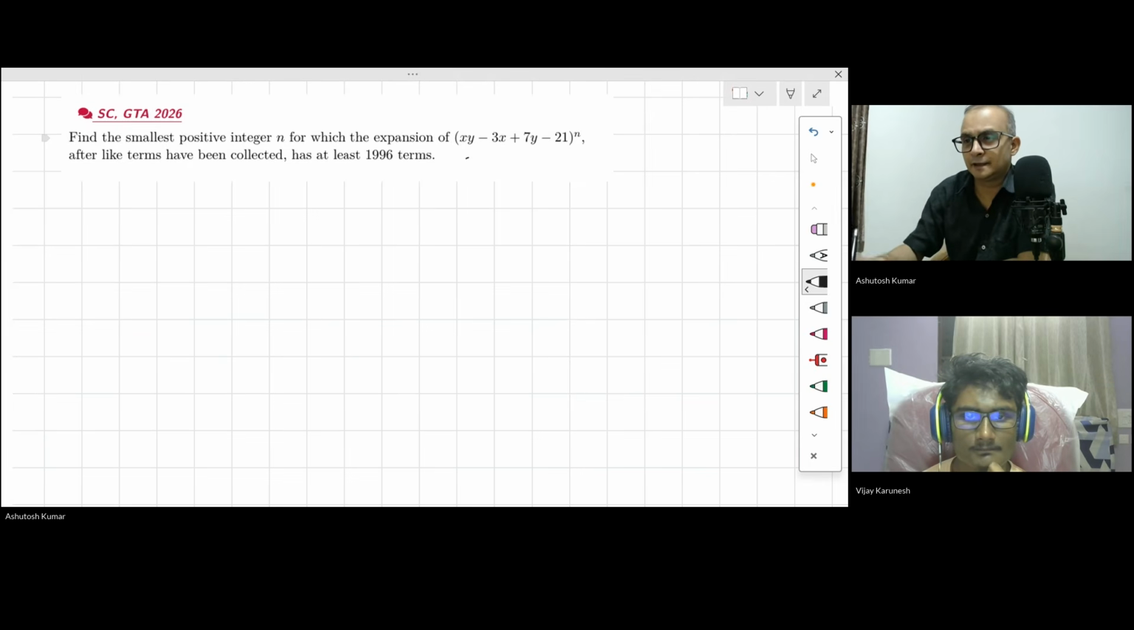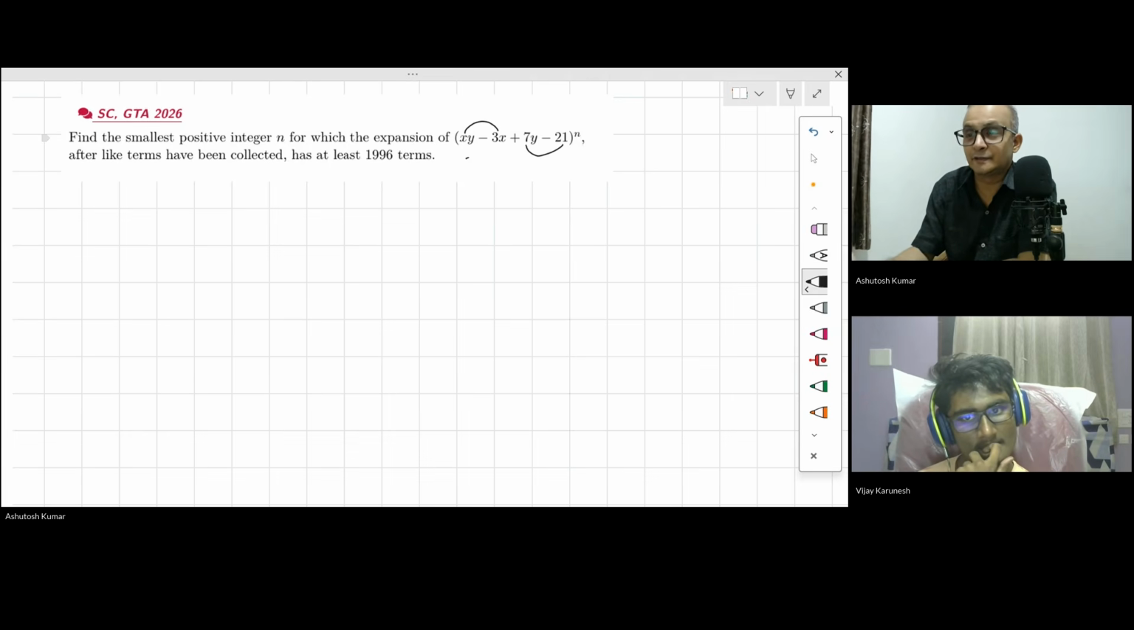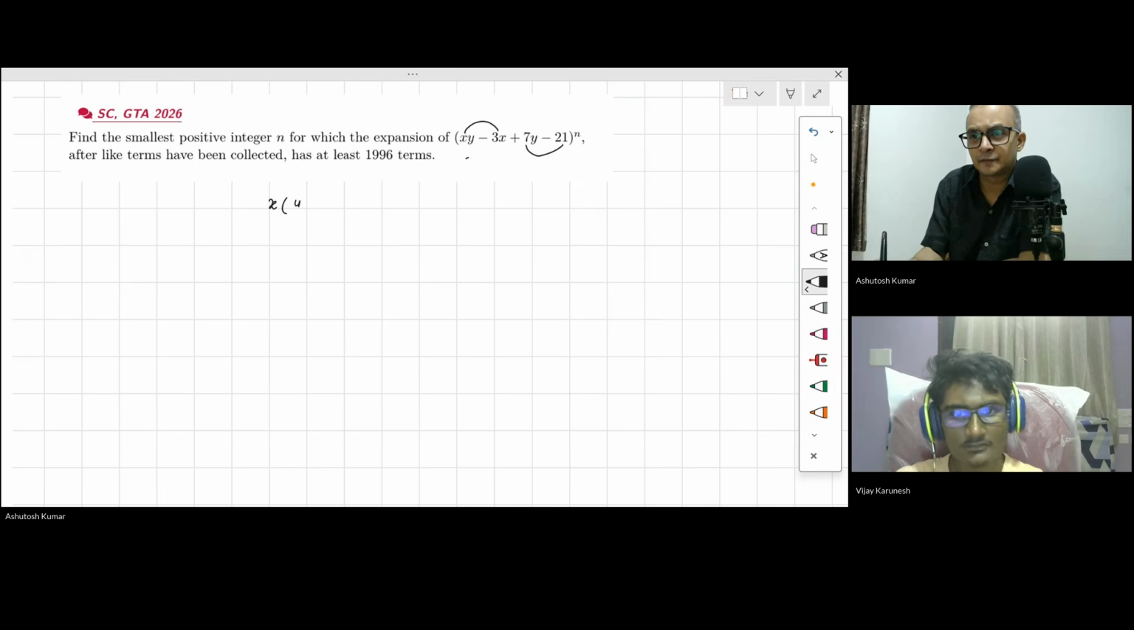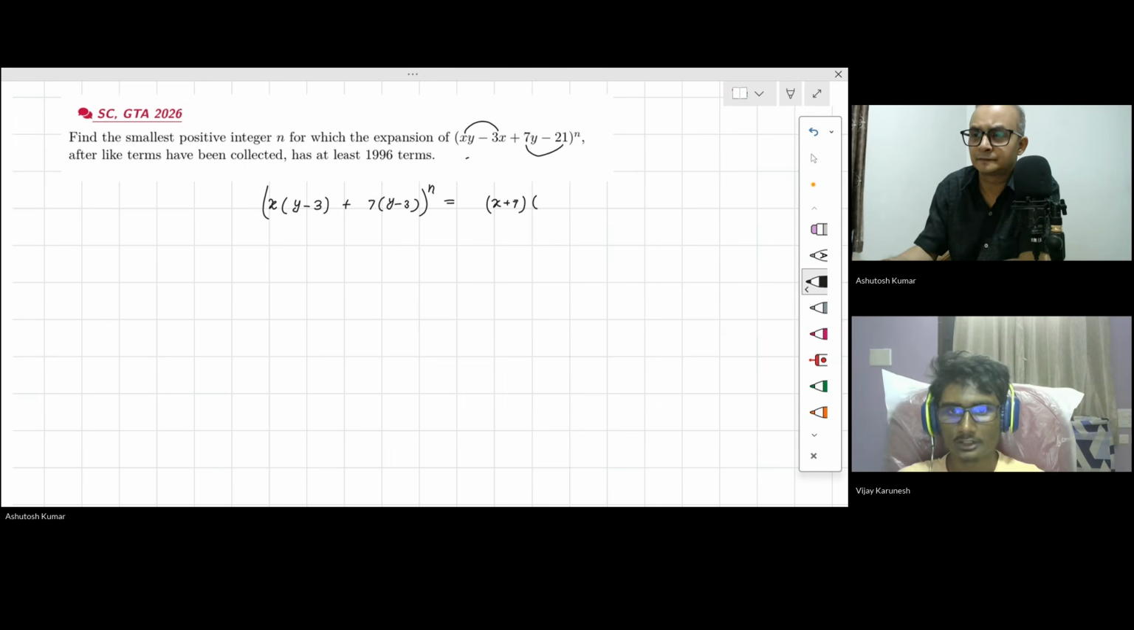Look at the structure they have given. You can take x common from here and 7 common from here. So what we get is x times (y - 3) plus 7 times (y - 3), and the whole power n. So we get (x + 7)(y - 3) to the power n, which I can write as (x + 7)^n times (y - 3)^n.